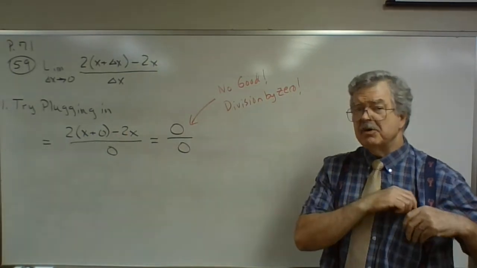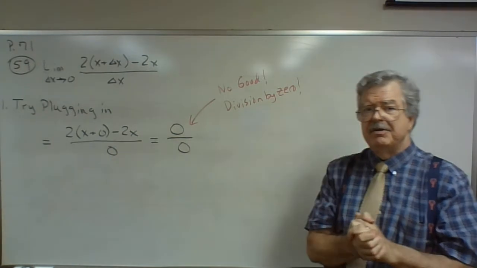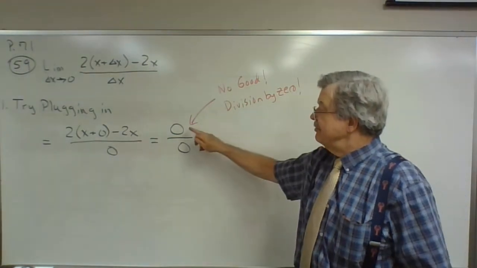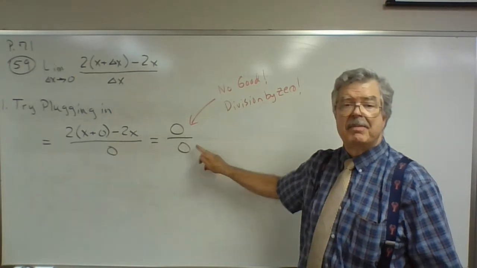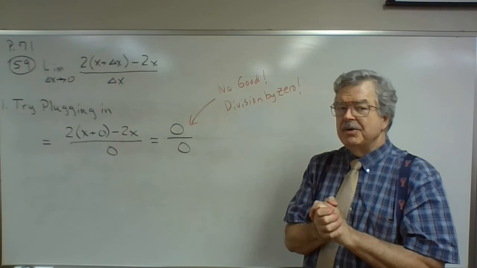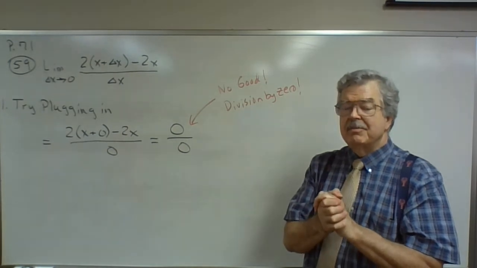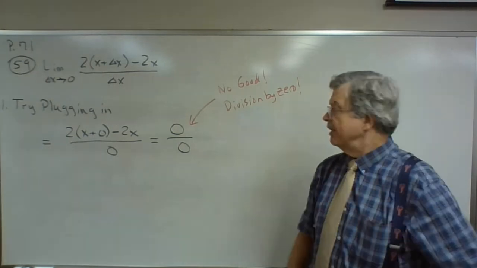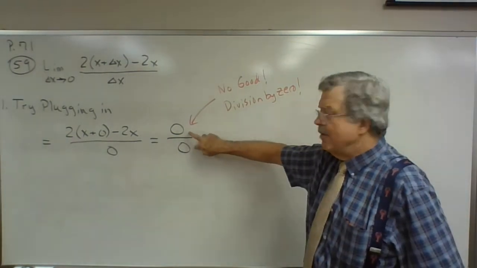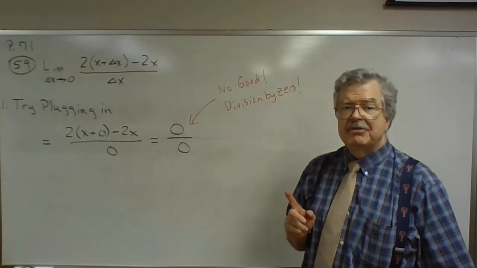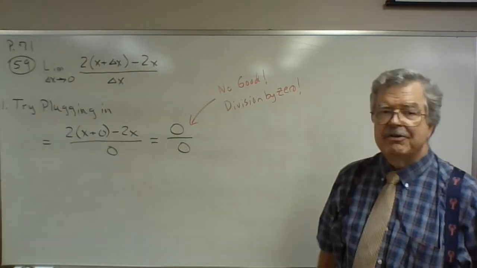But there is some good news, and here's what the good news is. The fact that we have 0 on top and 0 on the bottom tells us that step 2, canceling from top and bottom, is probably going to work. The fact that we have 0 over 0 tells us that step 2 is almost certainly going to work. So that's what we're going to try next.